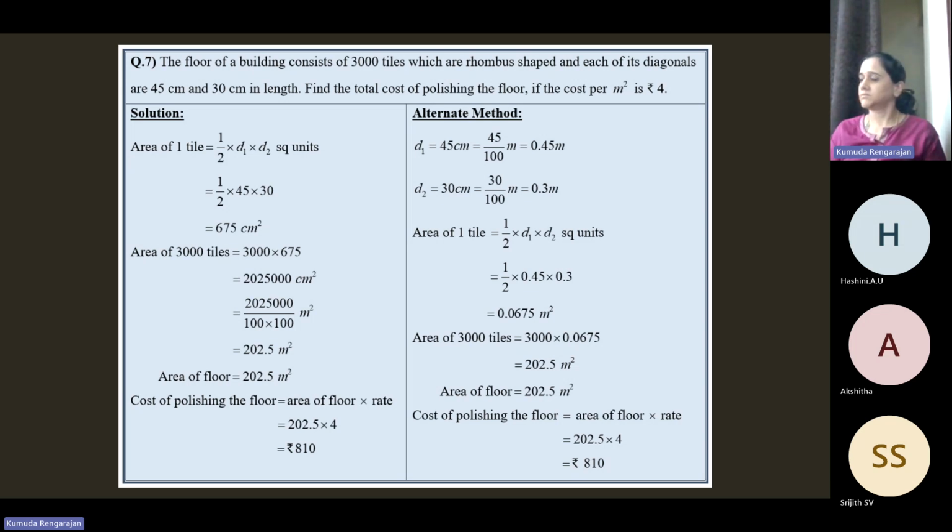They converted the area of 3,000 tiles into meter square. In the alternate method, they first converted it into meter and multiplied. They got the centimeter value and then converted it into meter. And they didn't even teach this in school at all?